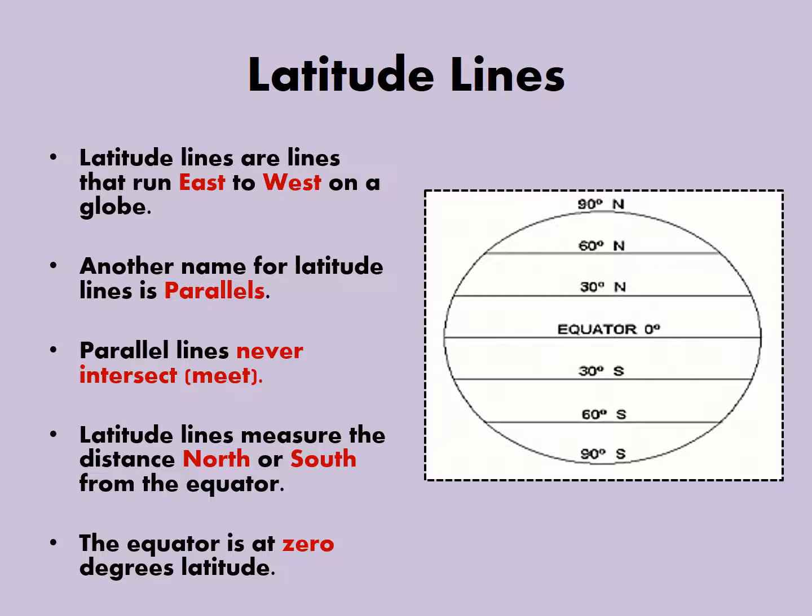The equator is at 0 degrees latitude. So if you look at this picture over here, you can see the equator in the middle at 0 degrees. And then above and below, you see latitude lines that are either north or south of the equator.